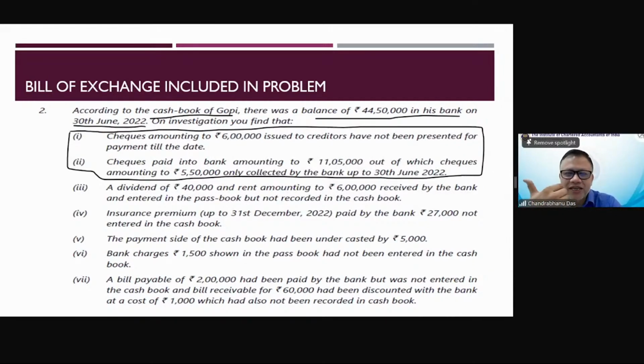Now, there are thousands and thousands of bills which are going. The timing is different, right? The cashier will only know when he sees the passbook. Yes, sir. Got it. This is actually coming under omission. Okay.